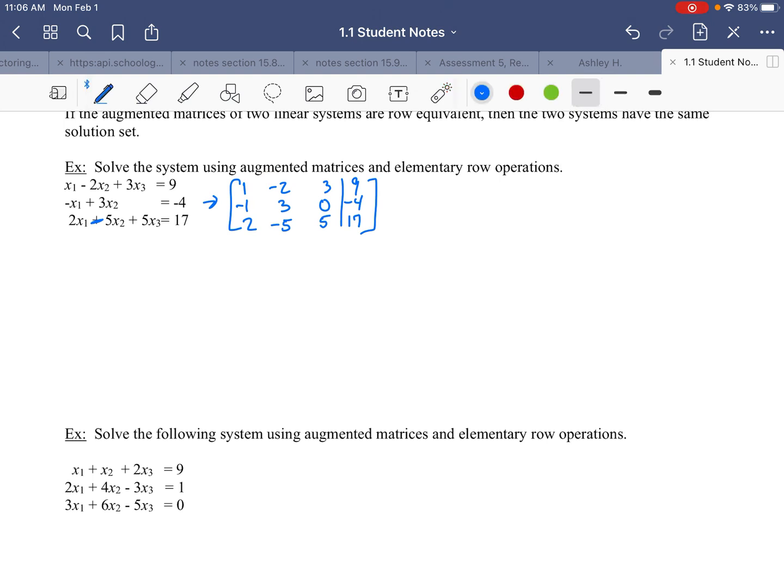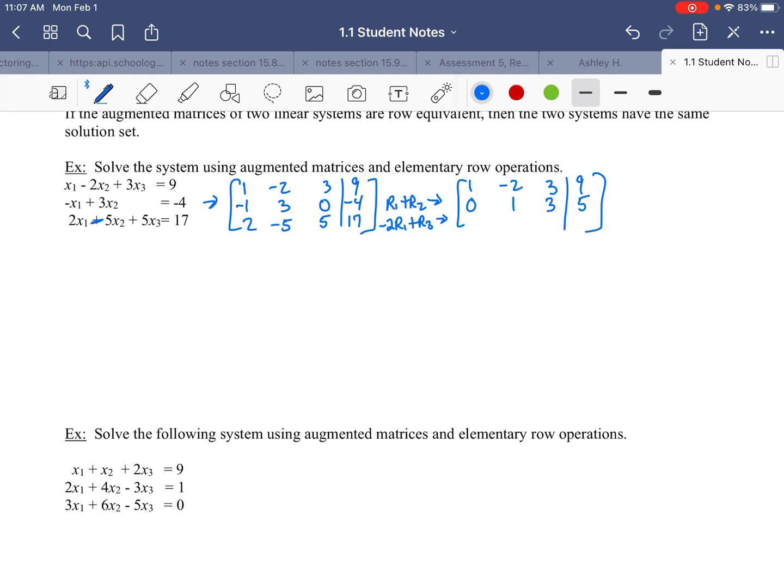So remember, we have to write down what we're doing. So my new row 2 is going to be row 1 plus row 2. That's going to be my new row 2. And my new row 3 is going to be -2 times row 1 plus row 3. That's going to be my new row 3. So row 1 is still the same. So when I do that, I get 1 plus 1. So -1 plus -1 is 0. -2 plus 3 is 1. I get a 3 here, and I get a 5 there.